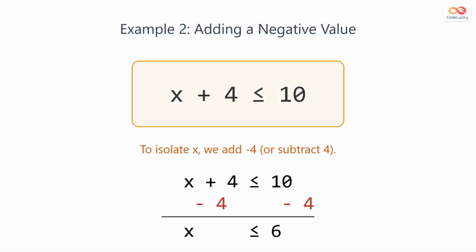What if we have addition in the problem? Consider x plus 4 is less than or equal to 10. To isolate x, we need to remove the 4. We can do this by adding negative 4 to both sides, which is the same as subtracting 4.